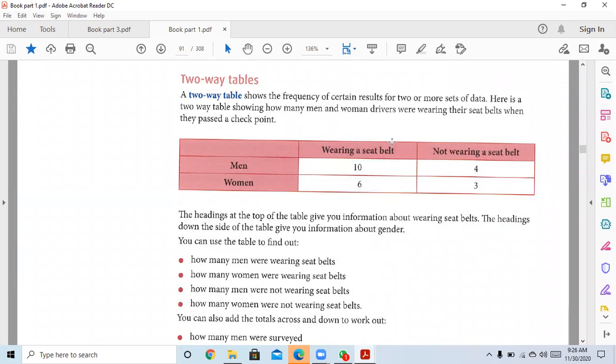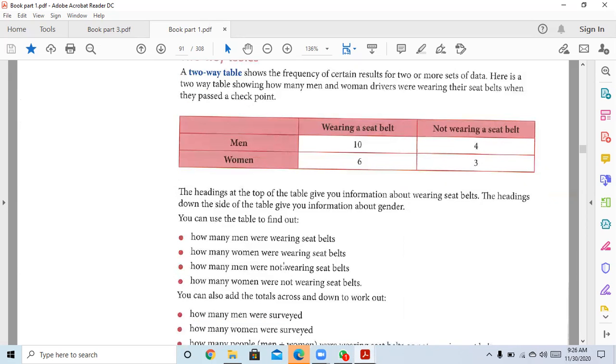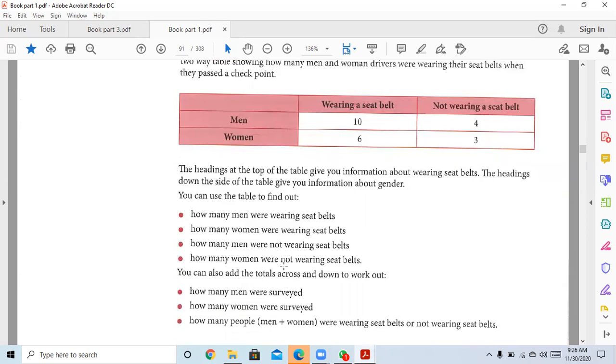How many men and women drivers were wearing a seat belt of the car when they passed through a checkpoint. Here I mentioned men and women, and the people who are wearing a belt and who are not wearing a belt. How many men were wearing a seat belt, how many women, how many were not wearing.